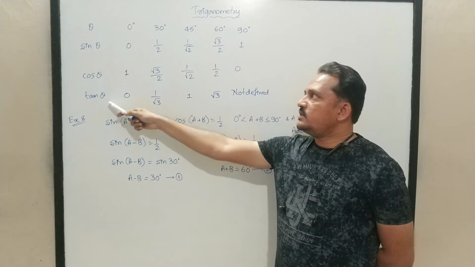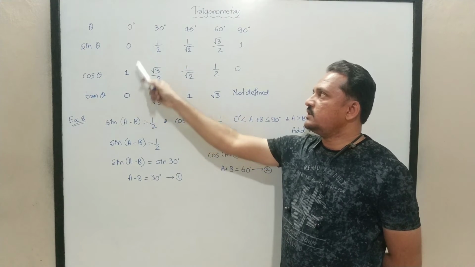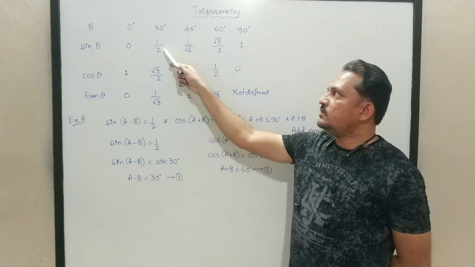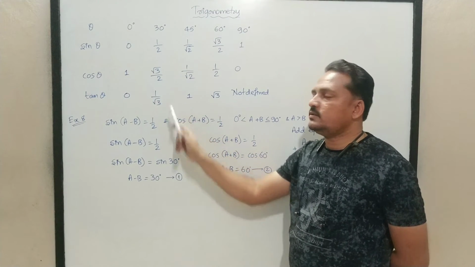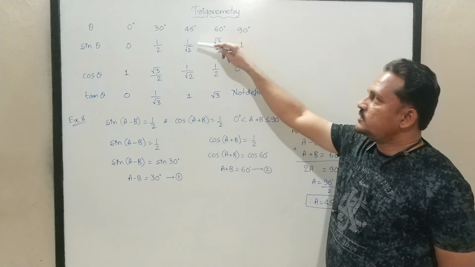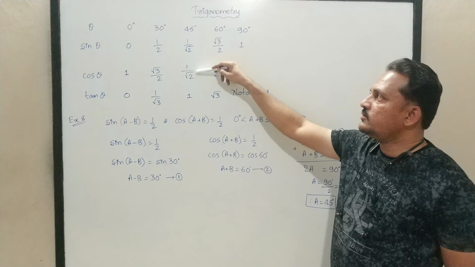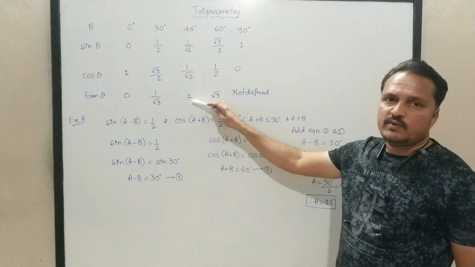Now, the tan of theta is nothing but sin theta by cos theta. 0 by 1 is 0. 1 by 2 divided by root 3 by 2, 2 and 2 will be cancelled. 1 by root 3 is the answer. So sin 45, cos 45 both are 1 by root 2. Dividing these two we will be getting 1 here.